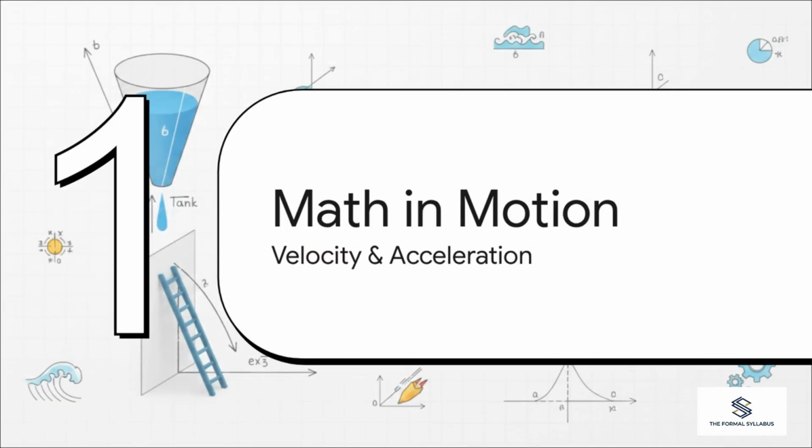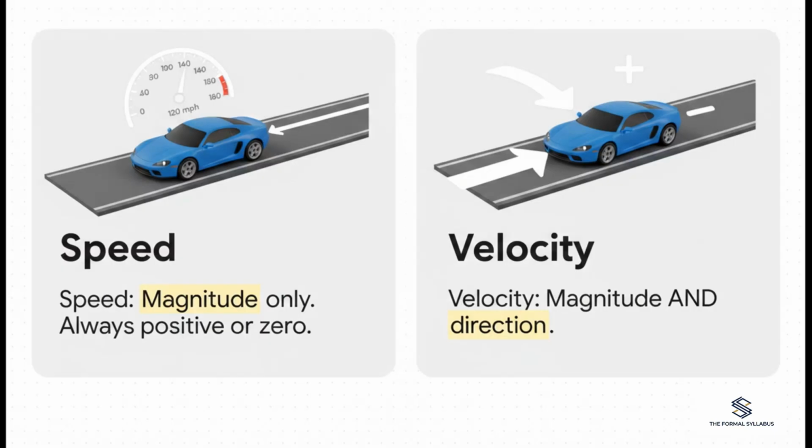We'll be focusing on velocity and acceleration. Now, to build our physics engine, the very first thing we have to do is separate speed from velocity. In everyday conversation, sure, we use them totally interchangeably. But in the realm of physics and calculus, they are entirely different beasts. Speed is just the magnitude. It basically tells you how fast an object is going, and it's always going to be a positive number or 0 if you're stopped dead.